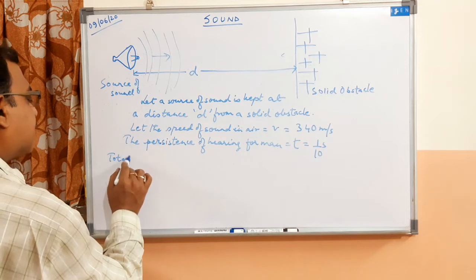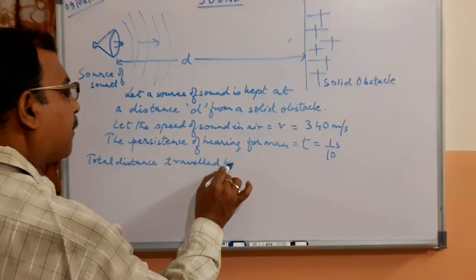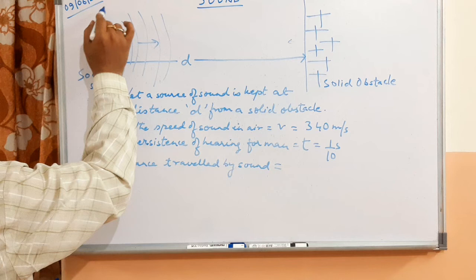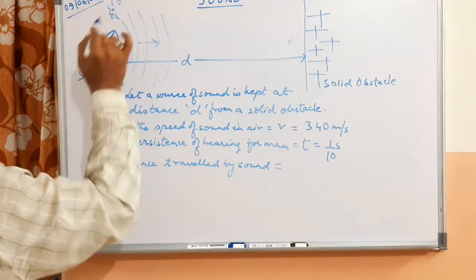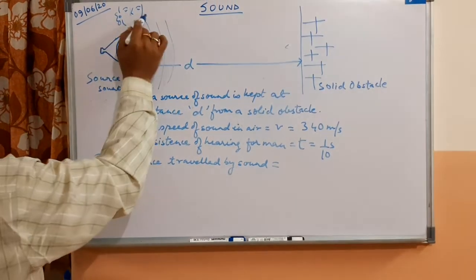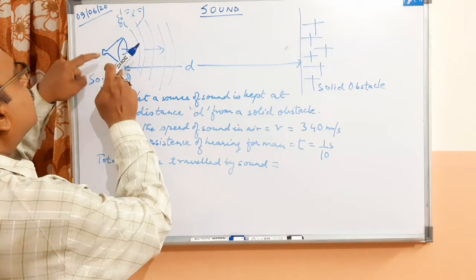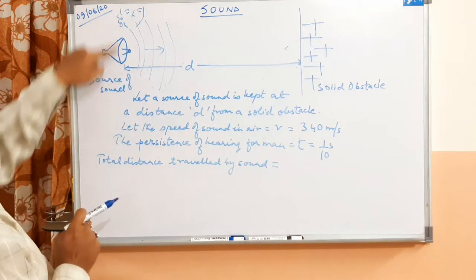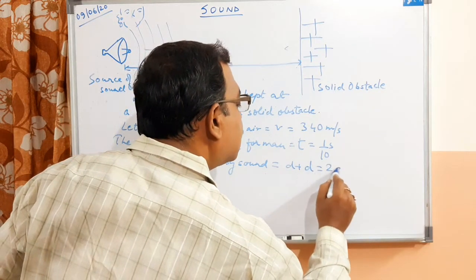So total distance travelled by sound is equal to, now you are hearing at the same place. Supposing you are hearing from here, this is your ear, right? Okay, you are hearing the sound. So total distance travelled by sound, while going from the source to the solid obstacle, is d. Again, while returning from the obstacle to the observer, it is d. So that is d plus d, that is equal to 2d.